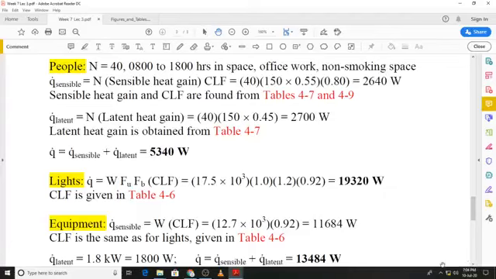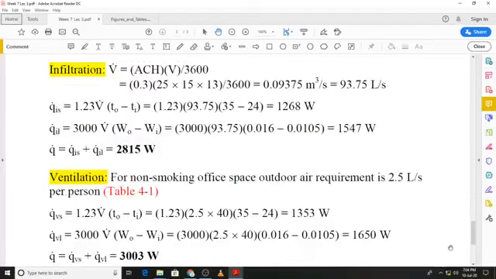The latent load will be used as it is, just convert it into watts, and the total load due to equipment comes out to be 13,484 watts. And at the end I will calculate the infiltration and ventilation loads, which I had mentioned earlier, because the equations are the same for both, we have lumped them together at the end.